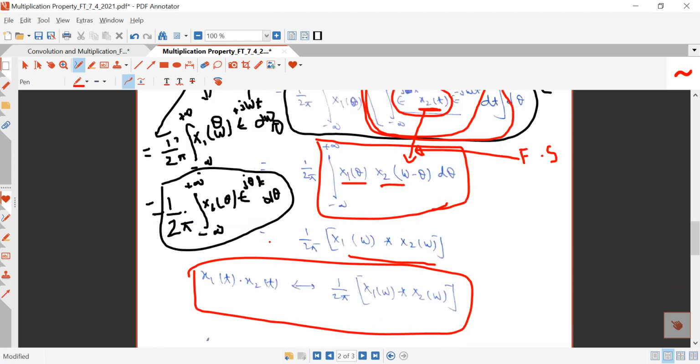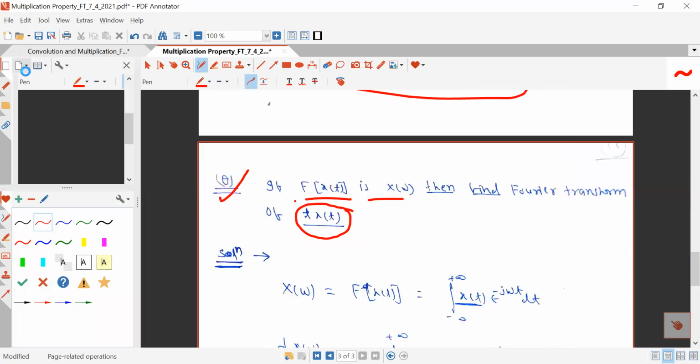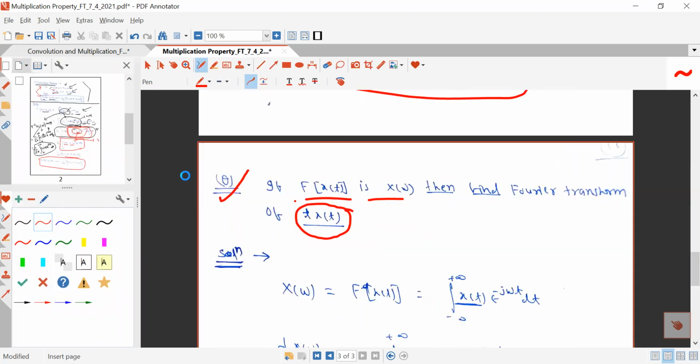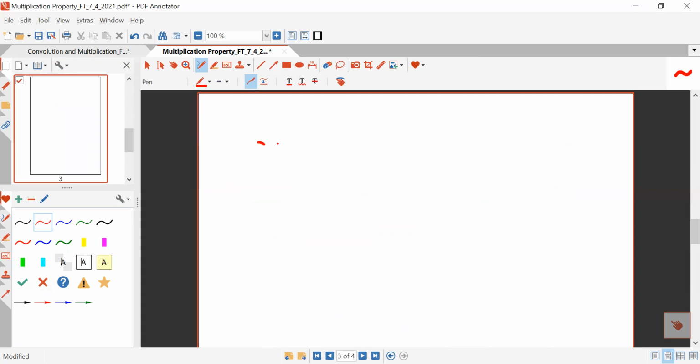Now I am going to discuss one more numerical example. Here, if the Fourier transform of x(t) is X(omega), then find the Fourier transform of t x(t). What will happen if you multiply t in the signal? In this problem, it is given that the Fourier transform of x(t) is X(omega). Then what will be the Fourier transform of t x(t)?